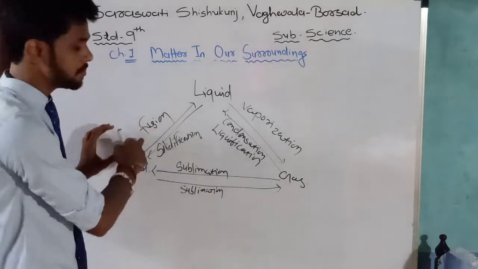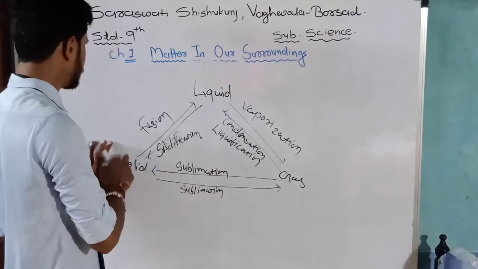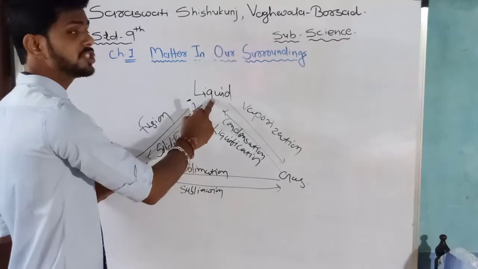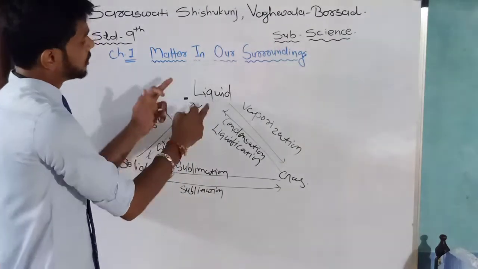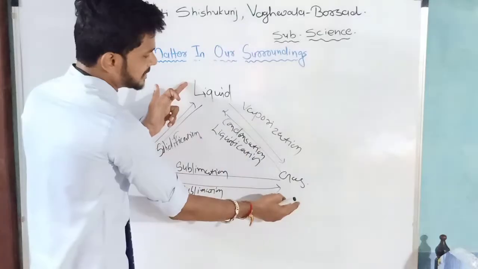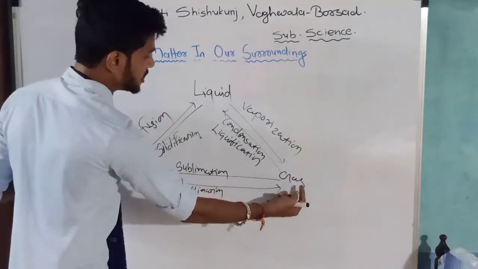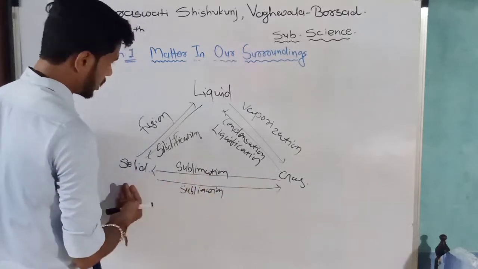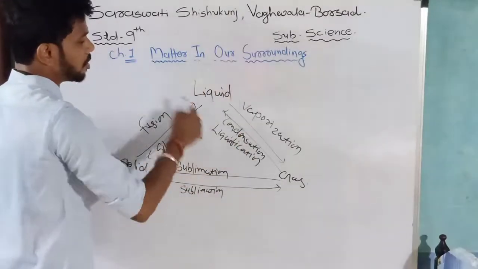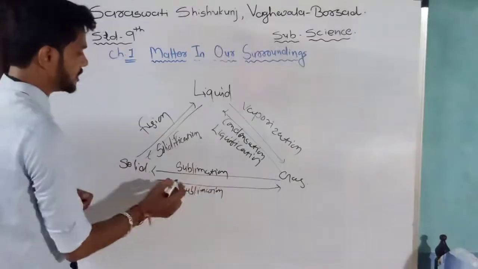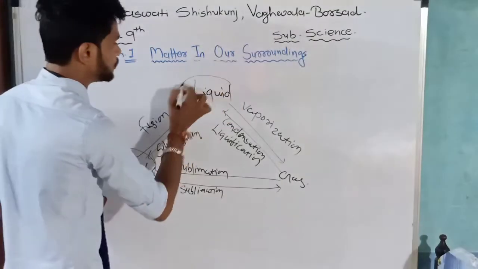What is fusion? The solid gets converted from solid state to the liquid state, that is known as fusion. The liquid is converted from liquid state to the gaseous state, that is known as vaporization. The solid state is directly converted to the gaseous state without involvement of the liquid state, and that phenomenon is known as sublimation.